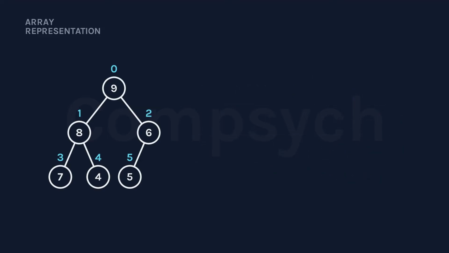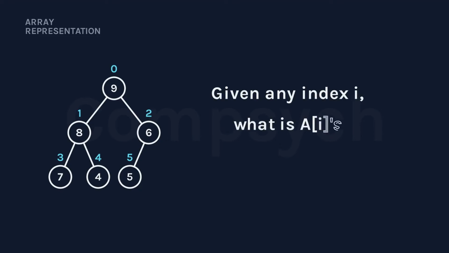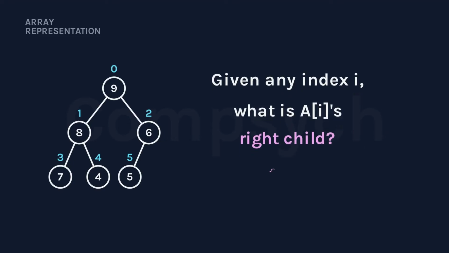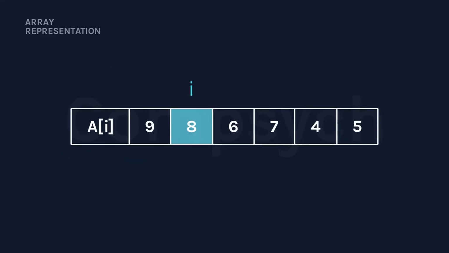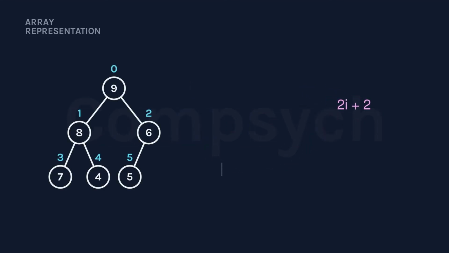You might already know what I will ask about. Given any index I, what is I's right child? Can you guess? The answer is 2 times I plus 2. What I mean here is that when we're standing on the ith element in an array, our right child is this. This is guaranteed. Now, time to validate.